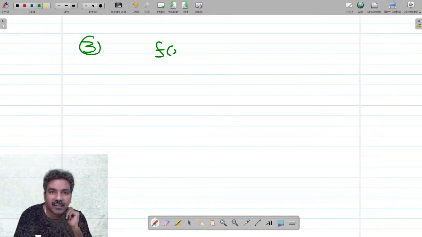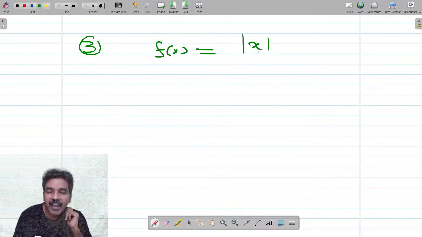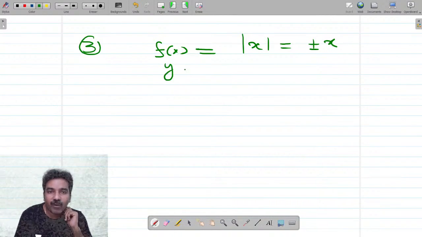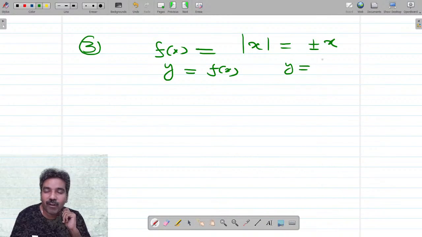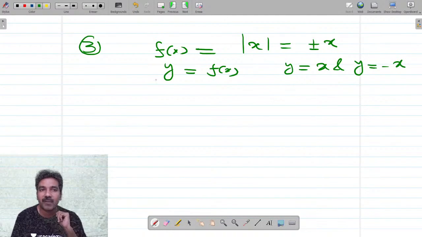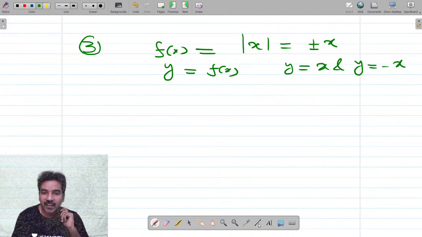Suppose I am taking f of x equal to mod x, the absolute value. So mod x is nothing but plus or minus x. So generally we take y equal to f of x. Therefore y equal to mod x is a combination of two straight lines: y equal to x and another one is y equal to minus x. Now let's draw the graph of this.